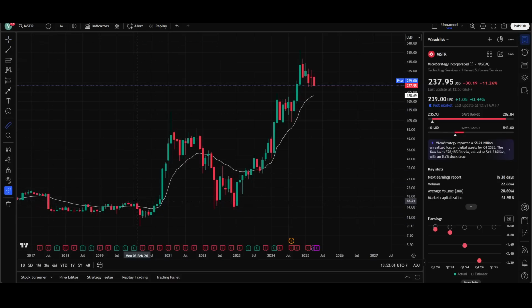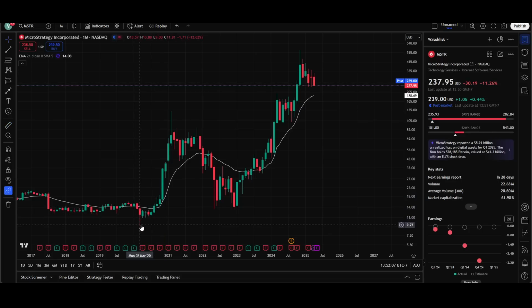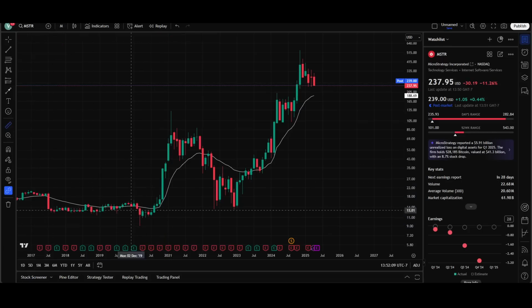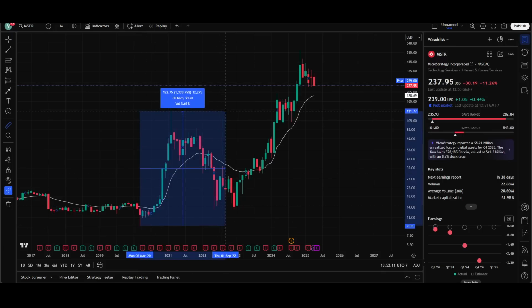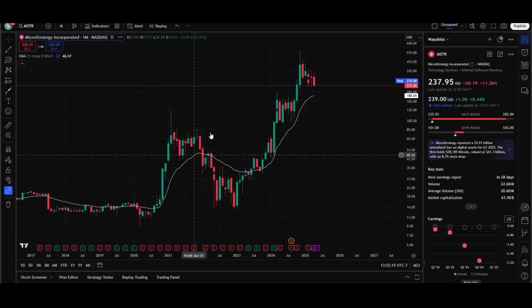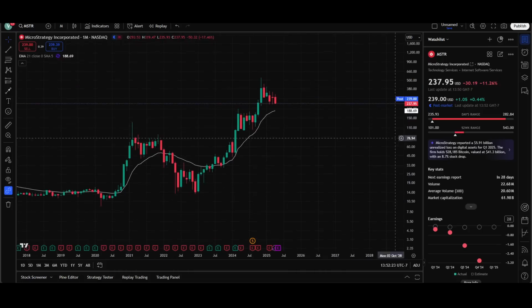Price dropped from this point to this point, about 45% back here from January into March. A 45% drop for MicroStrategy. Right after that bottom, price went up about 1,300%. So I think we're going to be seeing something similar: a massive drop, then maybe a little consolidation, and then probably a huge reversal in the future.